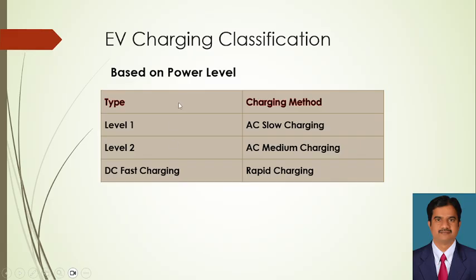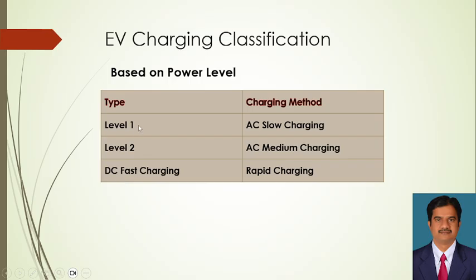We can classify EV charging based upon the power level, in terms of kilowatts. Level 1 charging is AC slow charging. Level 2 charging is AC medium charging. DC fast charging is rapid charging. So there are three types of EV charging based upon the power level: level 1, level 2, and level 3, or sometimes type 1, type 2, and DC fast charging. Commonly we use level 1, level 2 and DC fast charging.